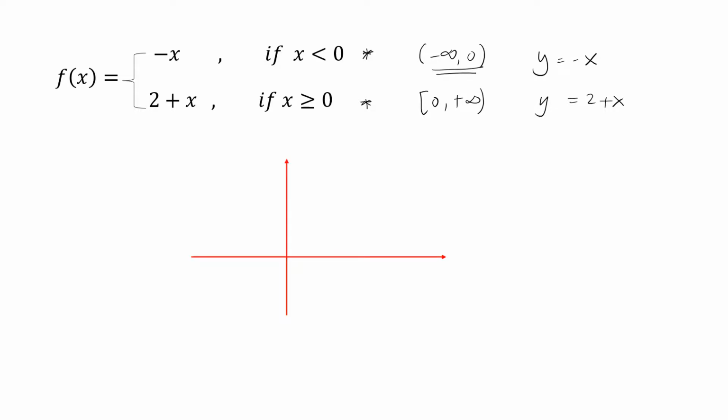So we have the x and y axis. We start with the interval negative infinity to 0, y = -x. So for any x in this interval, negative infinity to 0, the graph is that of the line y = -x. So let us choose any two x values on this interval. Two points are enough to determine the graph of the line. So when x is -2, your y is the negative of -2, or positive 2. Then when x is 0, y is 0, but that point is excluded because 0 is not in the interval.